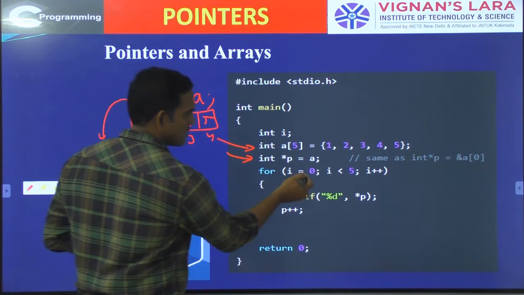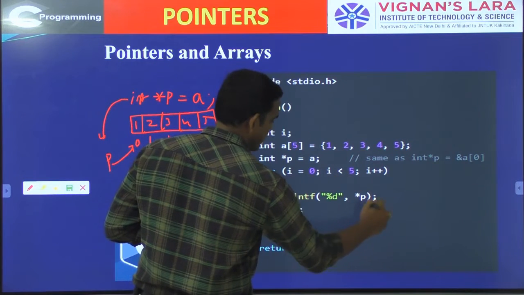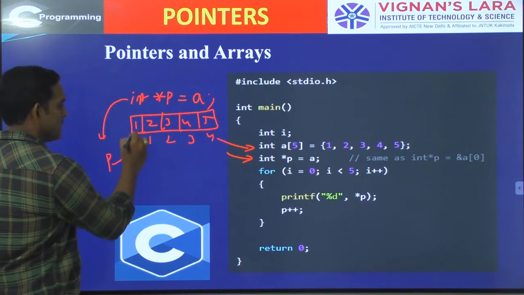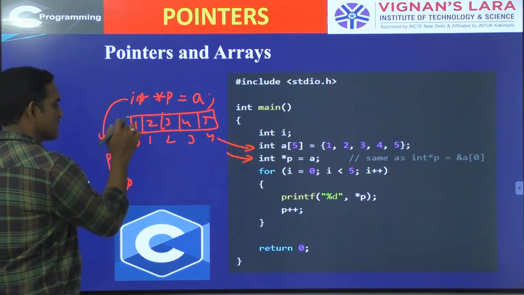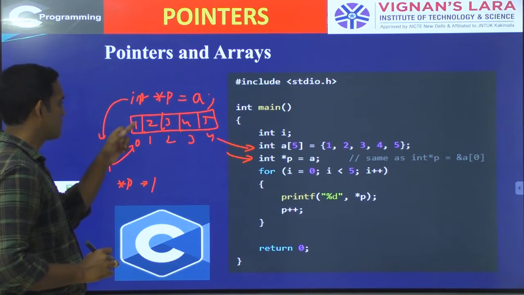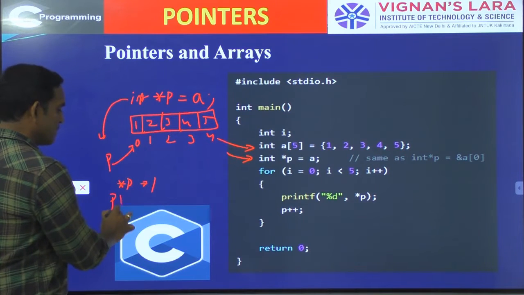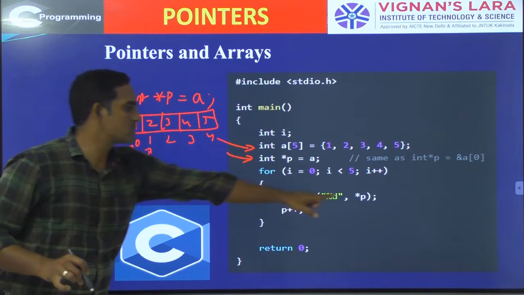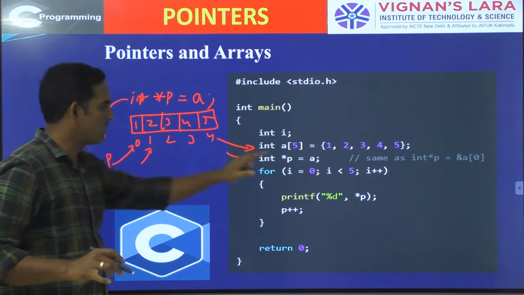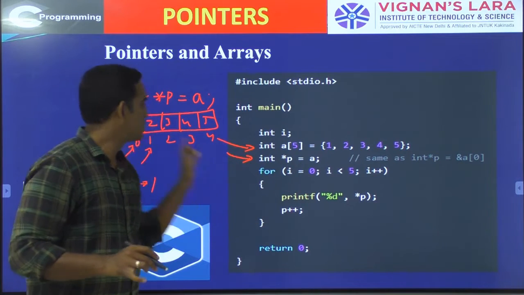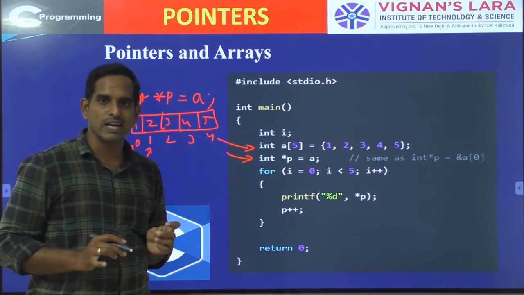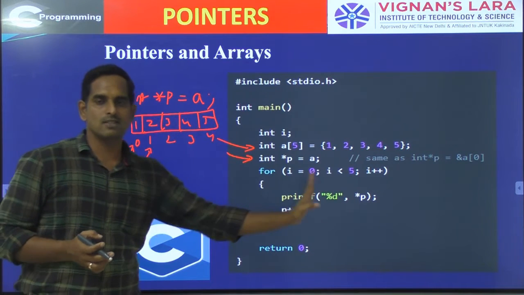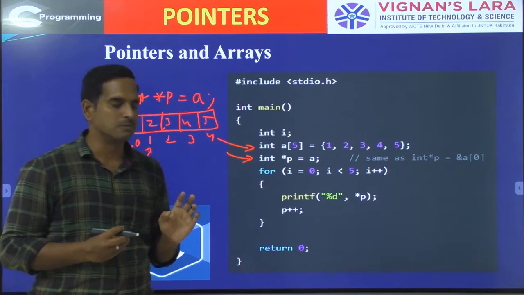So I am starting from 0 to 5 and I will be printing all the values. Star P means it will print the value at the address of the first location, that is 1. When I increment P++, it will point to the next memory location. Again, if I do star P, it will print this value. Like this, you are repeating in the loop to print all the values in your array. This is how you can have a pointer to the array and access all the elements present in your array.